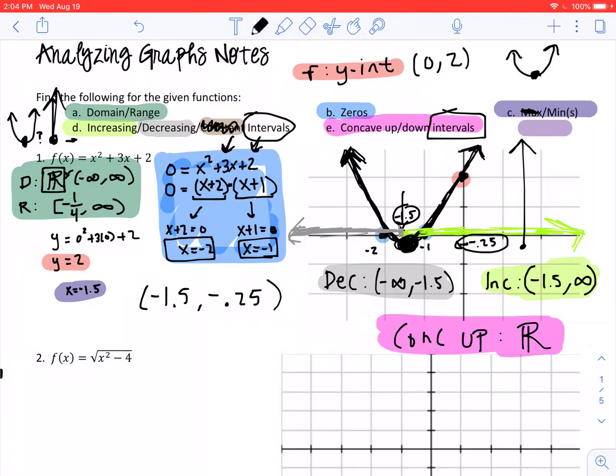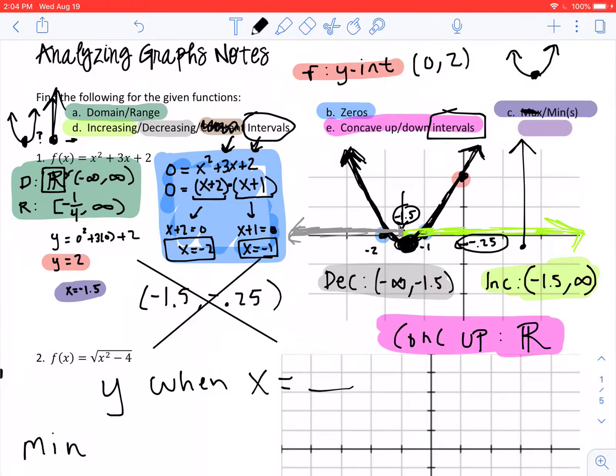So sadly, it is not enough just to write the lowest point. I'll know what you mean, but if we're going to write out the minimum value, we have to write it in a specific format. And the format goes as follows. Y when x equals blank. Okay? So the minimum value, let's put some numbers into this template.